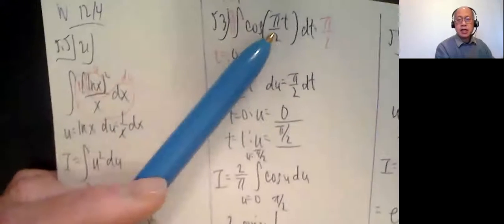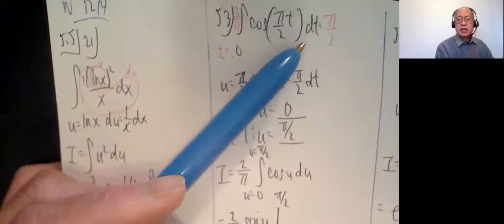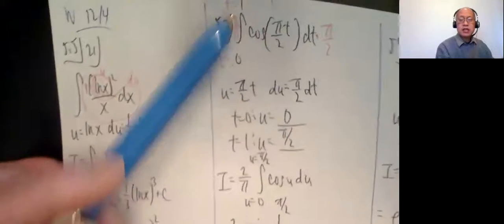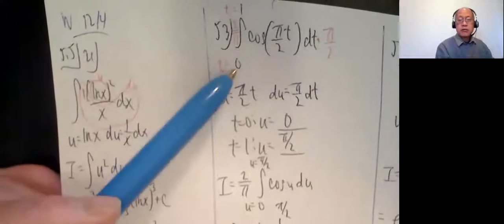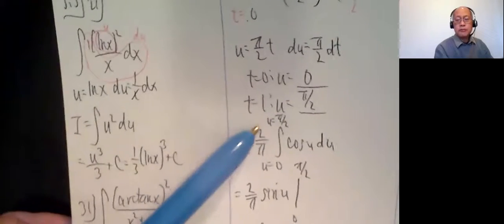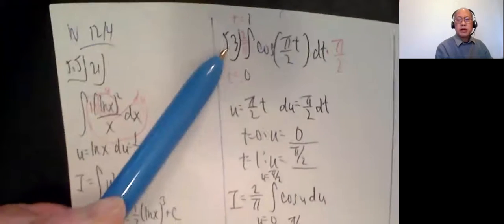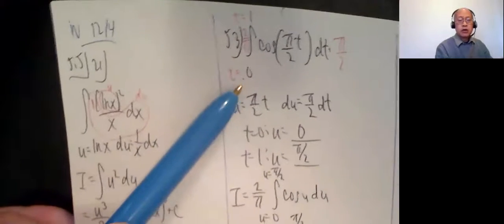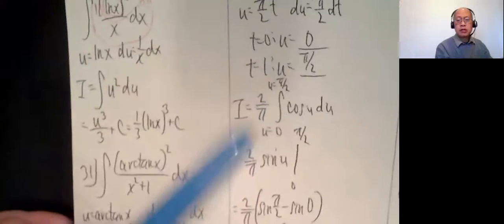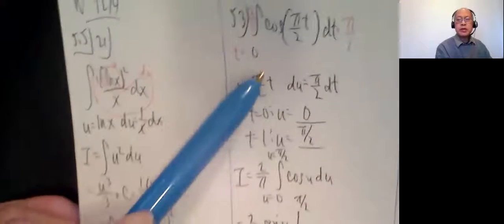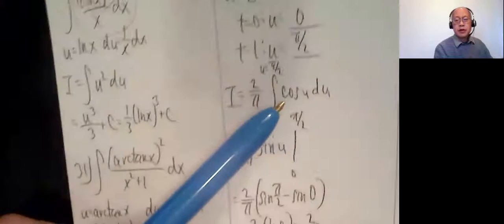So I change the limits also. So in other words, I change t to u, I change dt to du, and even these limits, which are for t, go to different limits perhaps for u. So my new integral is 2 over pi. I no longer integrate from 0 to 1. I'm now integrating from 0 to pi over 2. Cosine of u du. Okay, there it is.